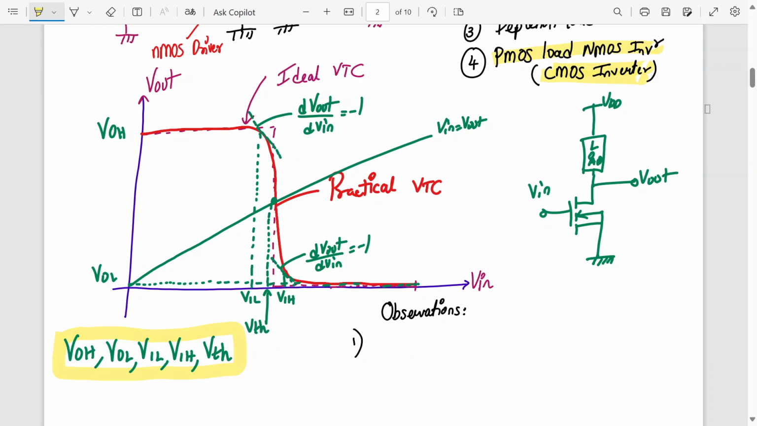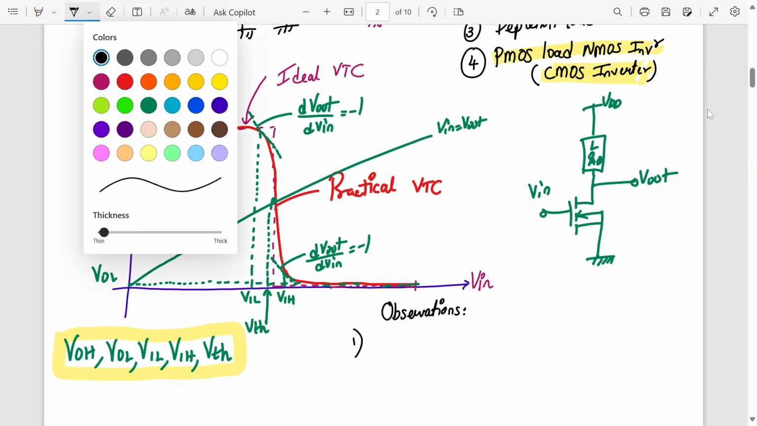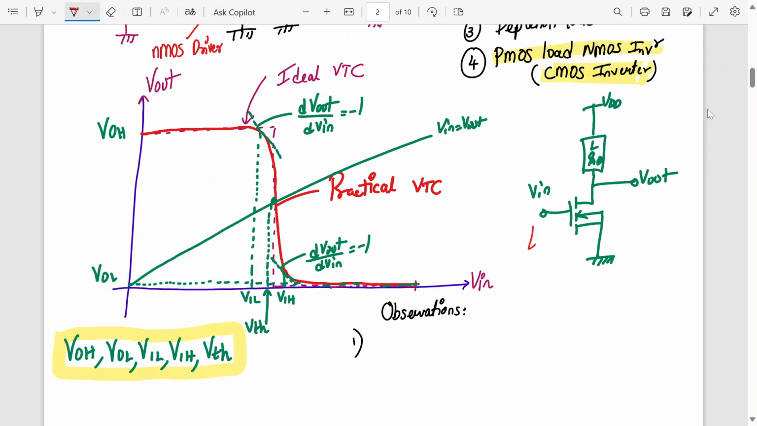Now, the important observation number 1 is, for very low input voltages, that means my input is very low. What should be my output? It's an inverter. For very low input voltages, Vin is very, very low. What is my output? High. VOH. We call that output high. VOH is called as VO means output and H means high.